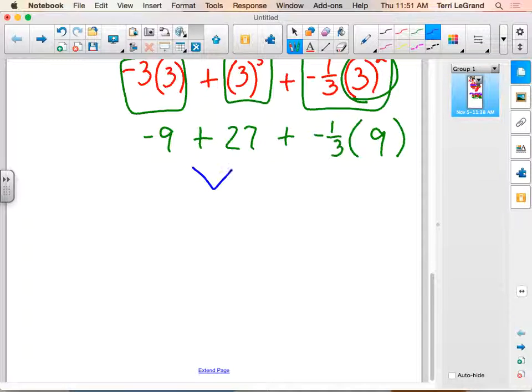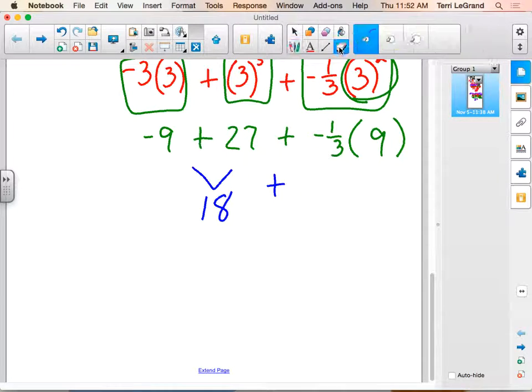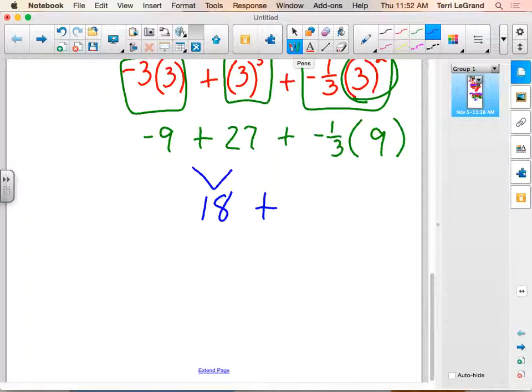Okay, let's add these two together and then let's do our multiplying of this one. So what's negative 9 plus 27? 18. Good job. Whoops, I guess I got my addition sign a little high there. Negative times a positive? Negative. A third of 9? 3. So it turns out that fraction wasn't so painful after all. And our final answer is 15.